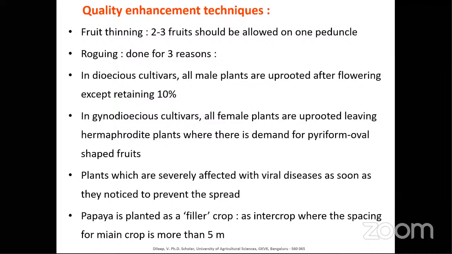So in which condition is it suited? Where the spacing for the main crop is more than 5 meters, in that case papaya can be used as an intercrop, as a filling material. Okay, filler crop. Here, more than 5 meters means almost, I think, the field of mango and also coconut. Okay, it is very much suitable.